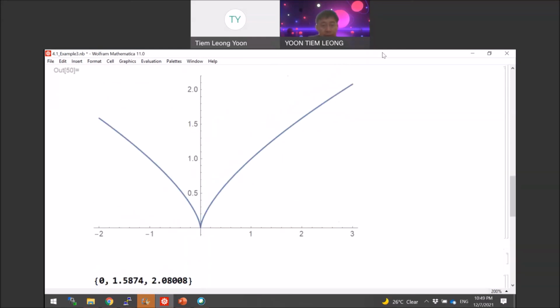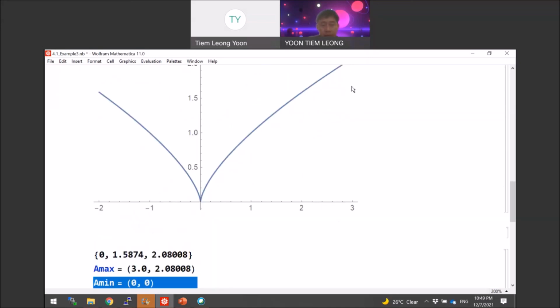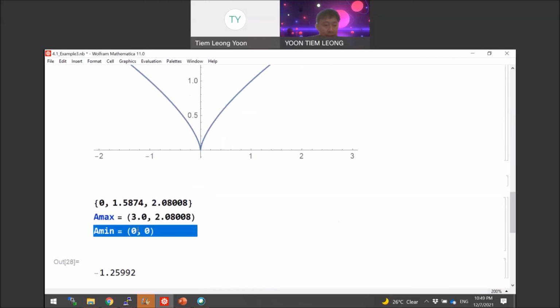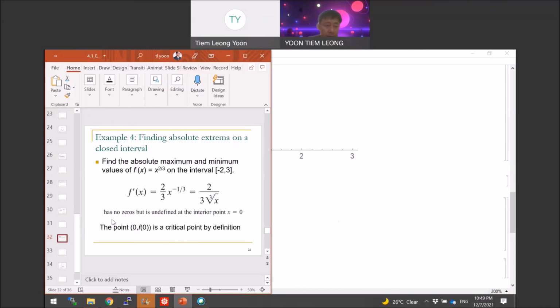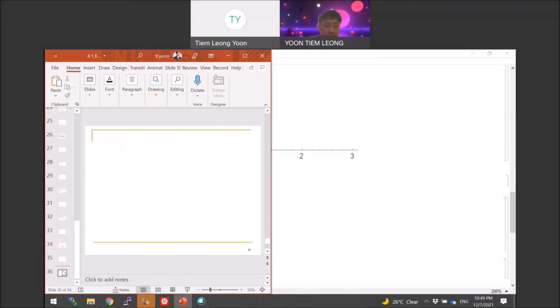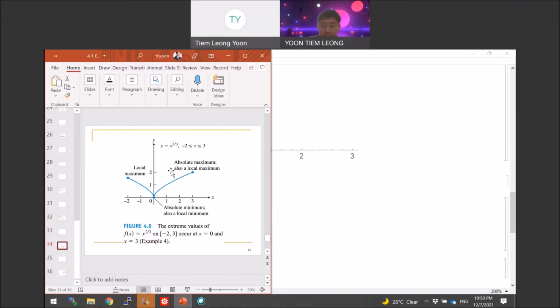So you have this very nice function defined from -2 to x equals 3. The largest number, the absolute maximum, happens here and equals 2.08008 at x equals 3, and the absolute minimum is just 0, happening when x equals 0. So that illustrates the application of the procedure on example number 4. That finishes up example number 4. That's all for this recording.